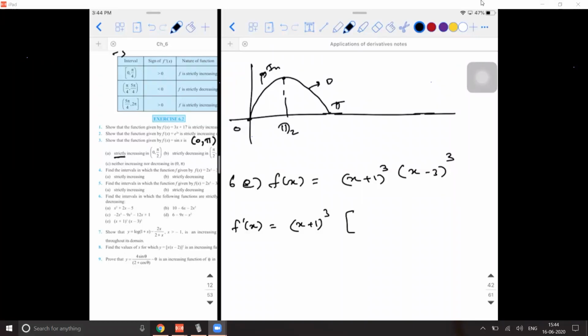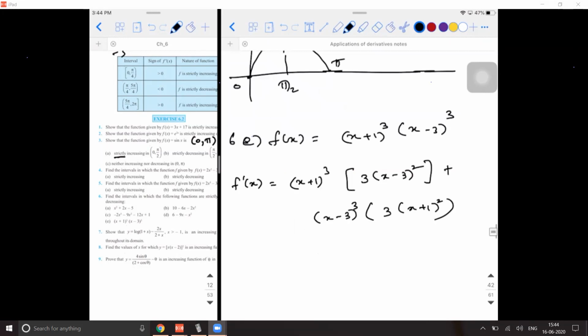d by dx of (x minus 3) whole cube, that is 3 into (x minus 3) the whole square, plus (x plus 1) whole cube into 3 (x minus 3) whole square. That's it, right?